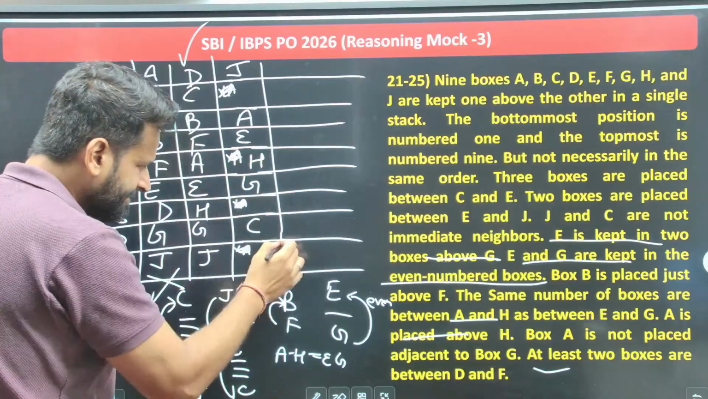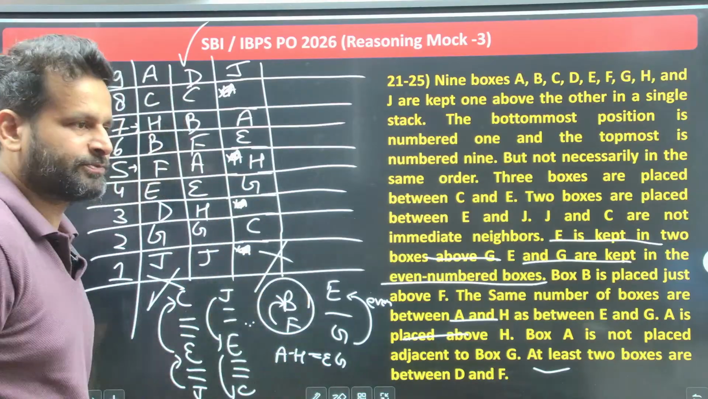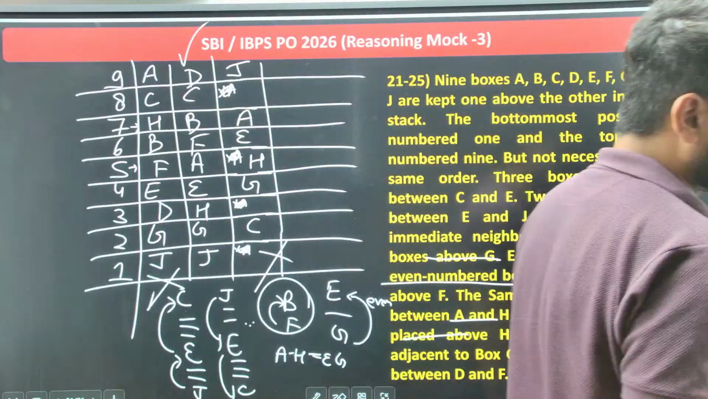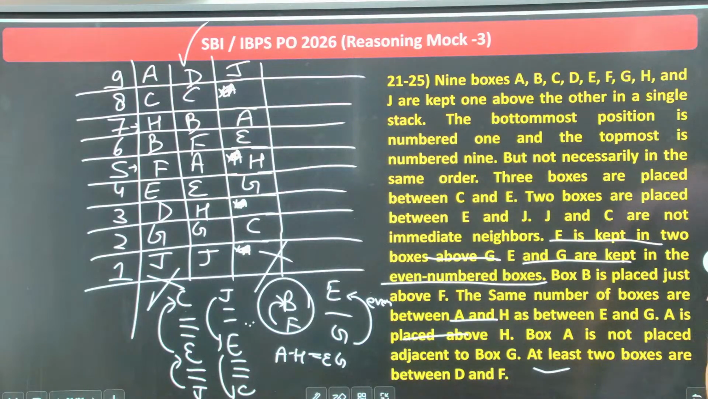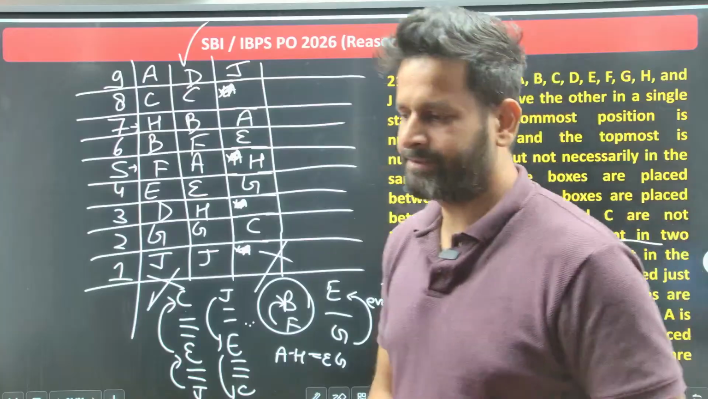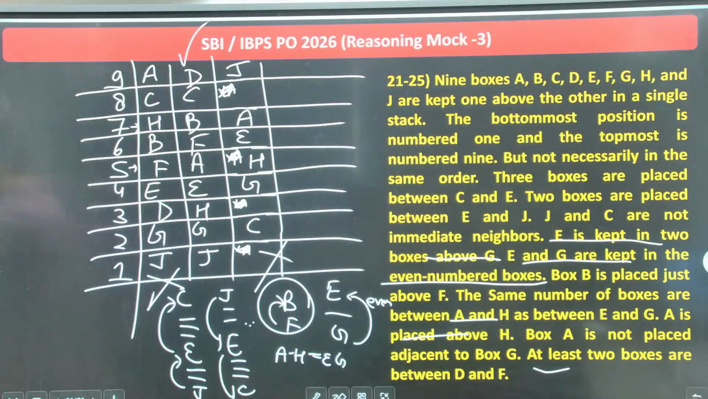Simple. Now this is wrong. B and F, you won't be able to place. So that is going wrong, right? Therefore the second possibility will be going wrong. I hope it is okay. Solution is clear. Question is clear. Everything is clear.